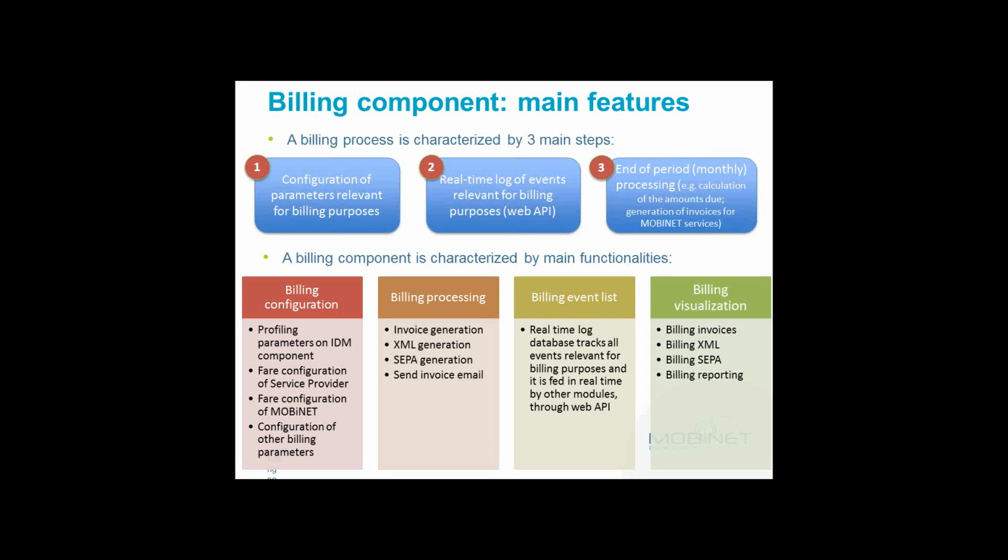Then the third macro functionality is the billing event list that tracks all events relevant for the billing, and it is fed in real time by other modules, procedures, and services through the web API already published and available on the MOBiNET platform. And then the tool to visualize the data and invoices and the file generated by the billing component. And of course, according to the role of the users, the user can see any kind of functionalities or a part of them.